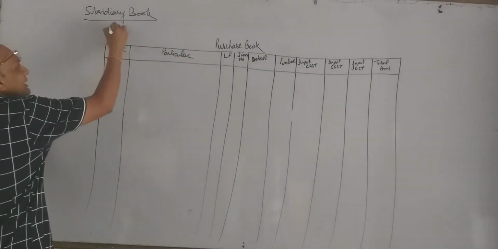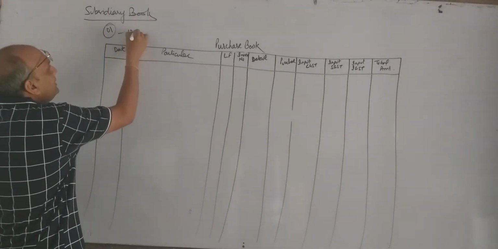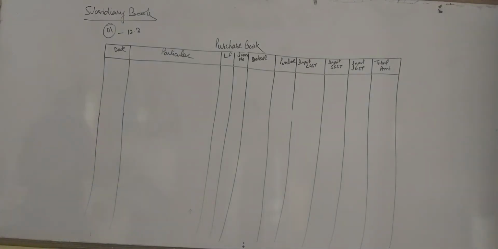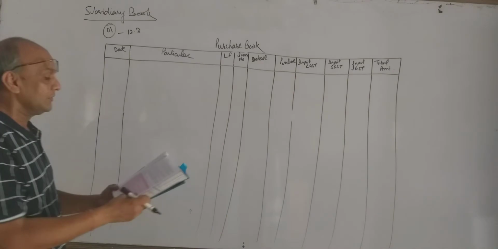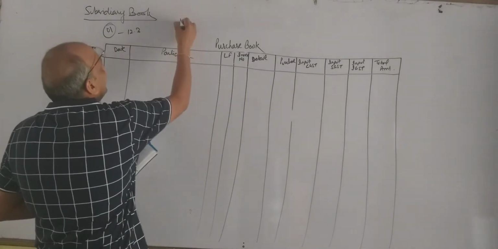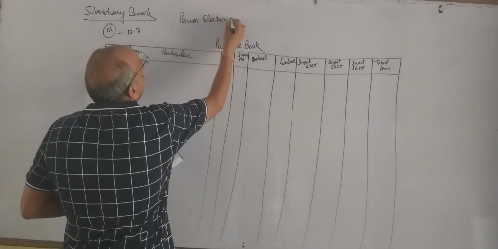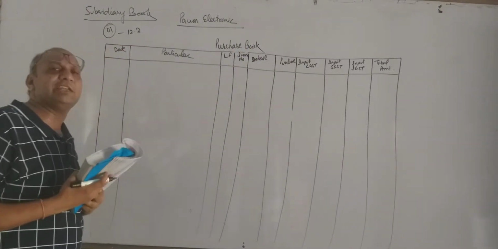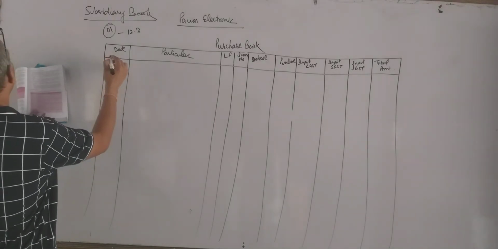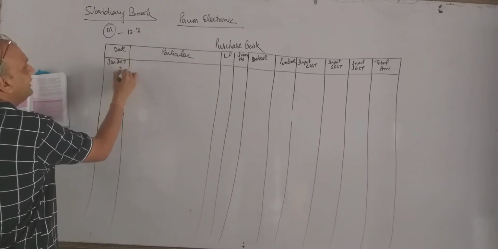We will start now. Illustration 1. It is given on page number 12.3. The name of the sum is: from the following transactions prepare a purchase book of Pawan Electronics. It means he is dealing in electronics items. So the first transaction is given January 2, and we are working for 2017. January 2017.